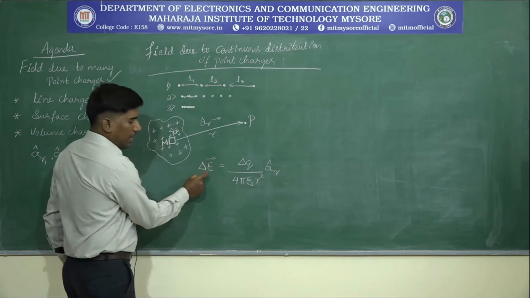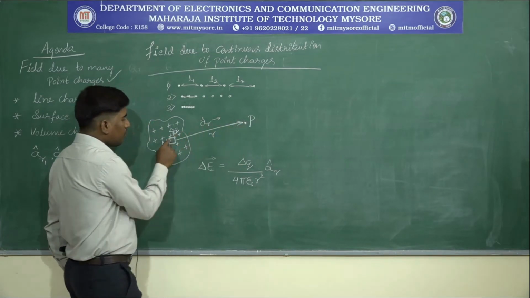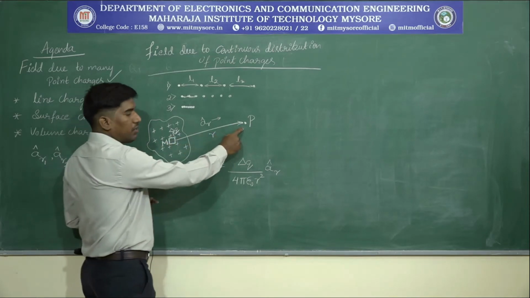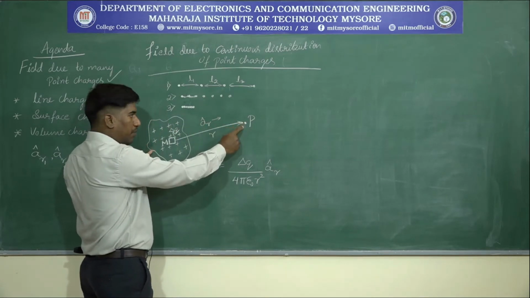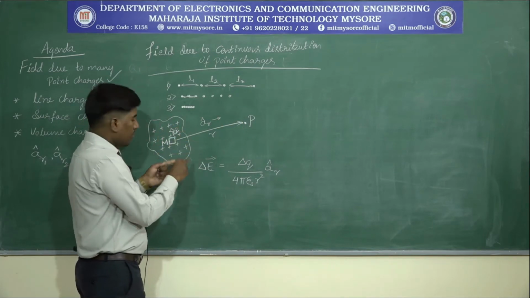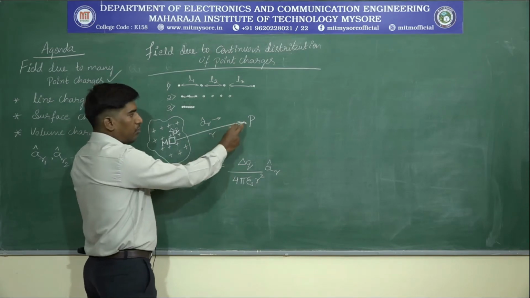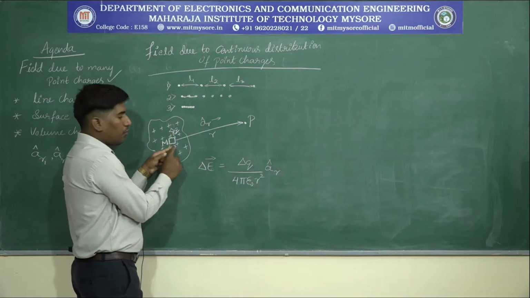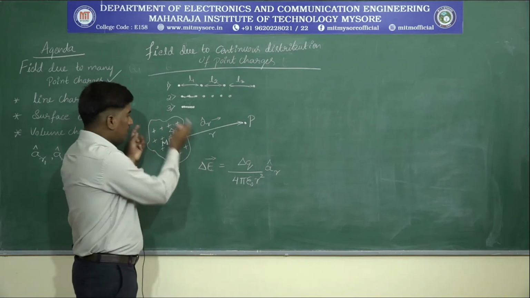This is the elementary electric field intensity at point P due to a small charge delta Q. The objective is to find the electric field intensity at point P due to an infinite number of point charges. That is the whole objective. Now this is the equation which gives the electric field intensity at point P due to only a small charge delta Q. Now we have to set a limit in such a way that we can integrate all these things.